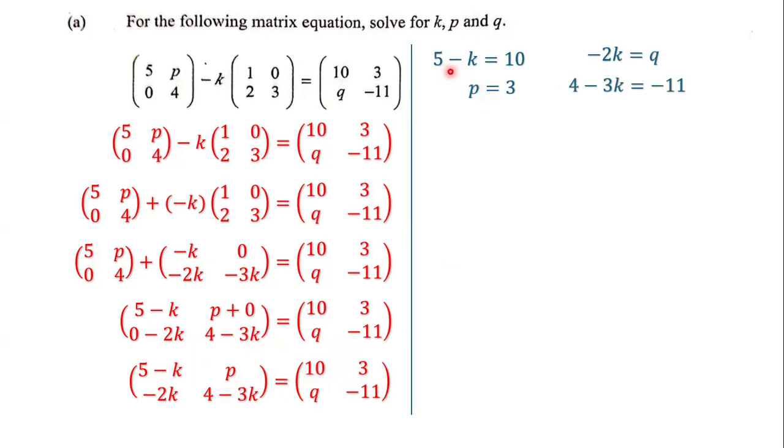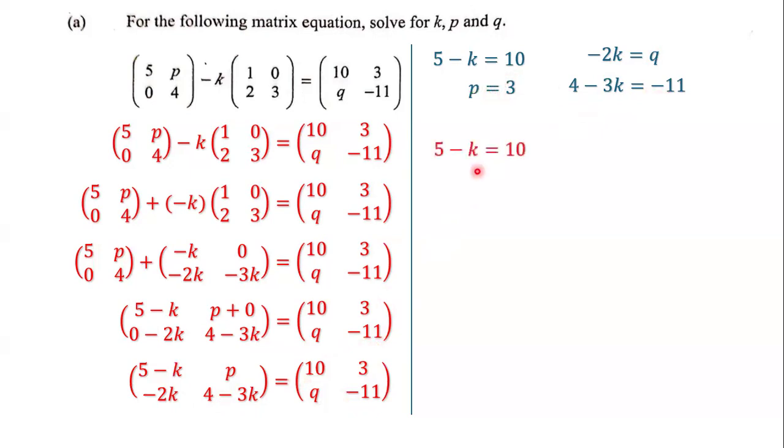And so we have 5 minus K is equal to 10. That's what we got. We have P is equal to 3. We have negative 2K is equal to Q. And then we have 4 minus 3K is equal to negative 11. Now let's solve, based on what we have so far. We have that P is equal to 3.